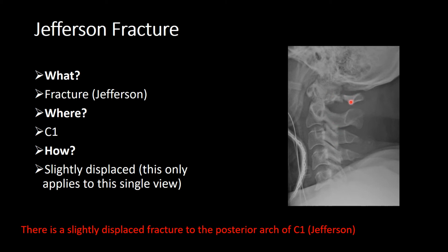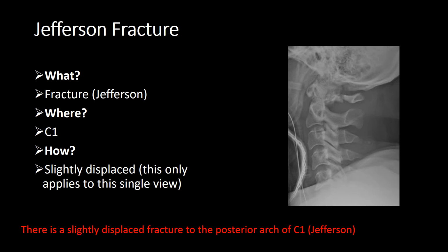And here, when we look at the posterior arch of C1, we see a marked lucent line with disruption to the cortex. This is a fracture. We haven't finished though, so let's keep going. Let's go around the spinous process, around the lamina, spinous process. So there's no further fractures, there's just this fracture through the posterior arch of C1.